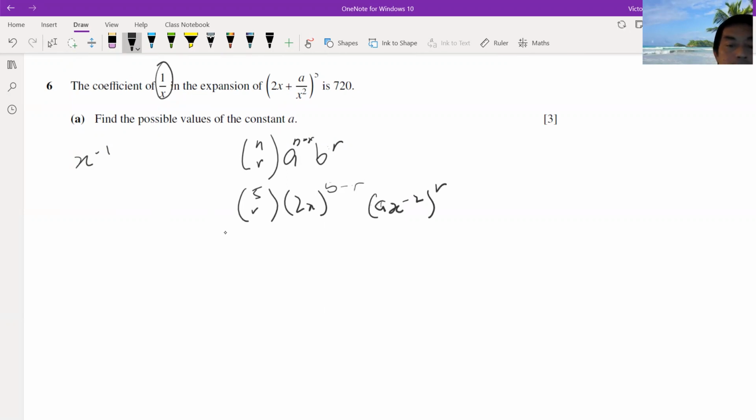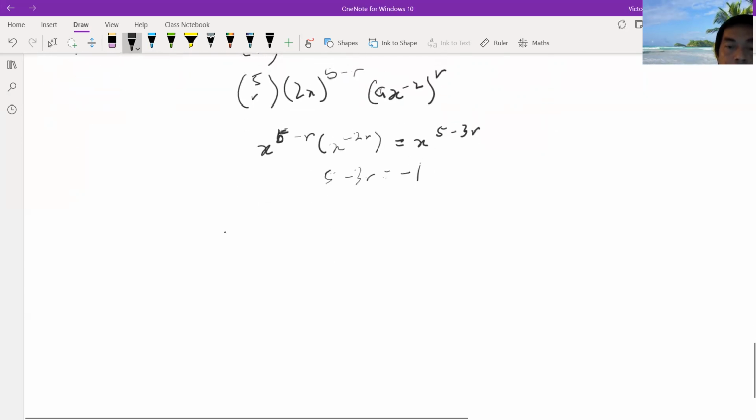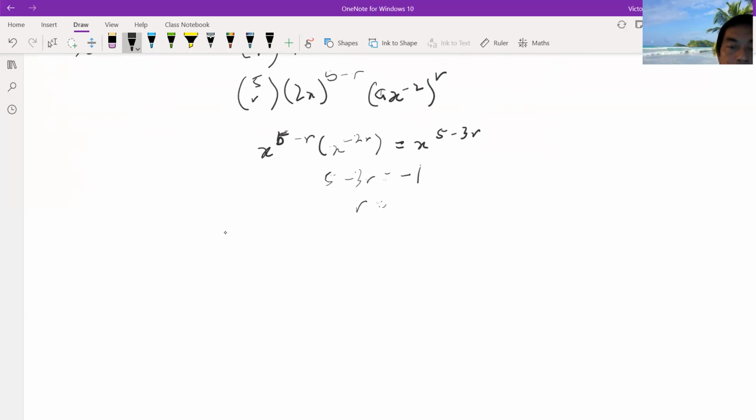So you're interested in the power only, so I'm going to take out the power. This is x^(5 minus r) times x^(-2r), which is equal to x^(5 minus 3r). So we're interested in the power of -1. So 5 minus 3r equals -1. Therefore, you have r equals 2.